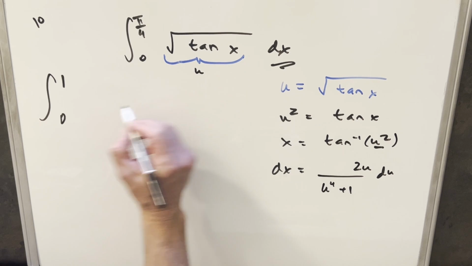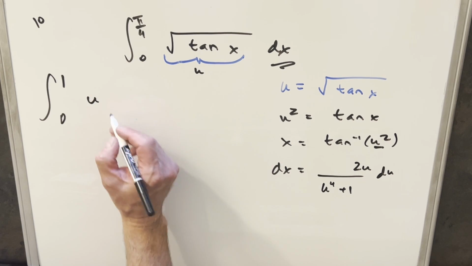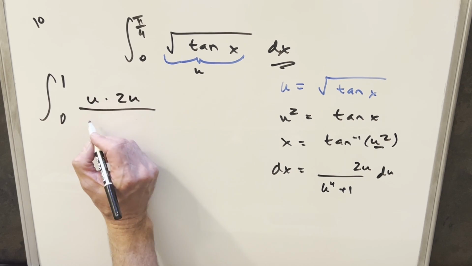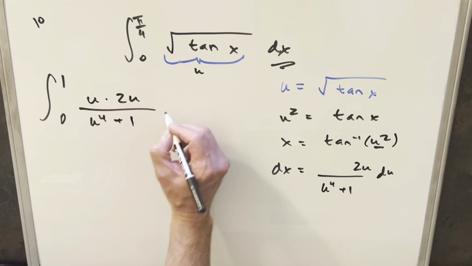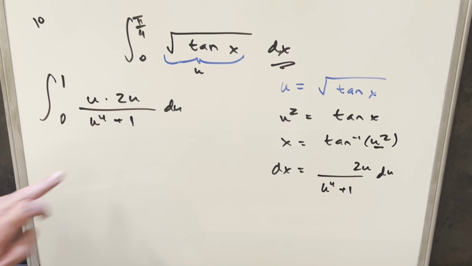Then again, this whole thing is going to be u. Our dx is all this. So we're going to have times 2u over u to the fourth plus 1 du. But now from here with u to the fourth in the denominator, this is a little tricky. So I want to clean this up.